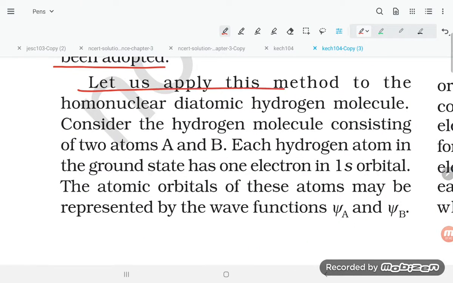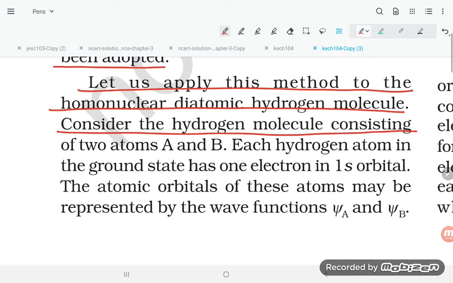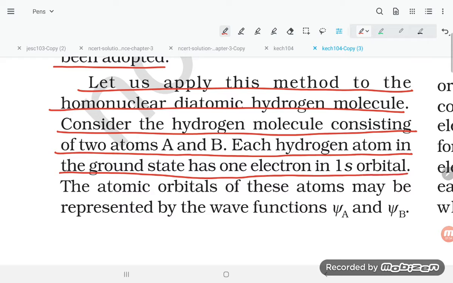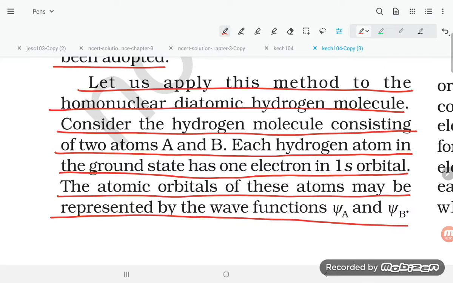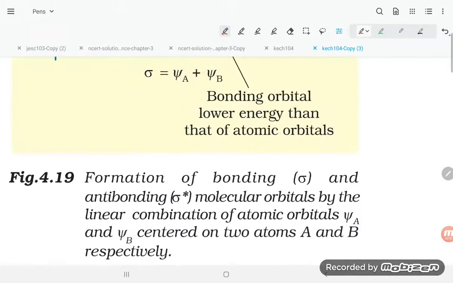So let us apply this method to the homonuclear diatomic hydrogen molecule. Consider the hydrogen molecule consisting of the two atoms A and B. Each hydrogen atom in the ground state has one electron in a 1s orbital. The atomic orbitals of these atoms may be represented by the wave functions psi A and psi B.